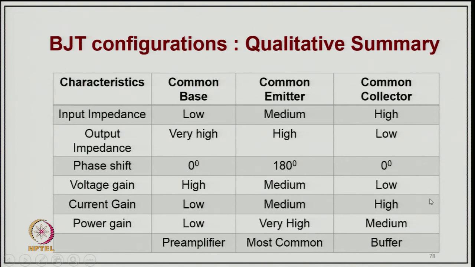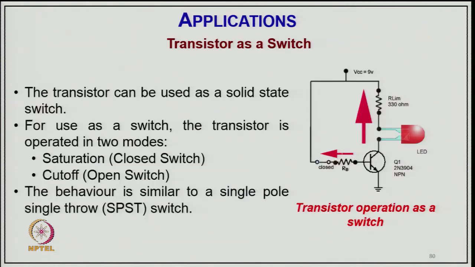Typically power gain is low for common base, but very high for common emitter and medium for common collector. That is the reason common base configuration is used as a pre-amplifier and common collector is used as a buffer, but common emitter is the most common, where it gives a very high power gain. So, it is used for all power applications. Coming to some of the applications.